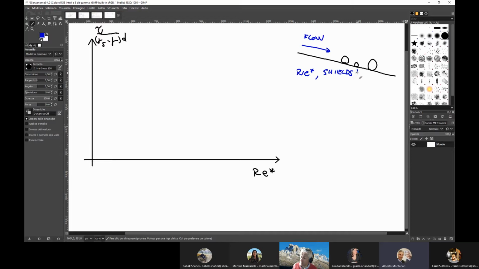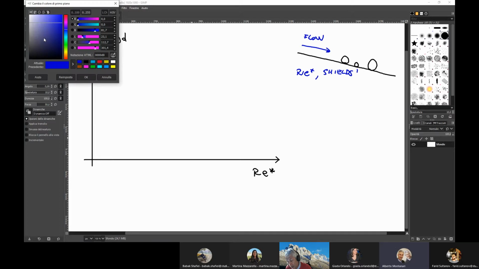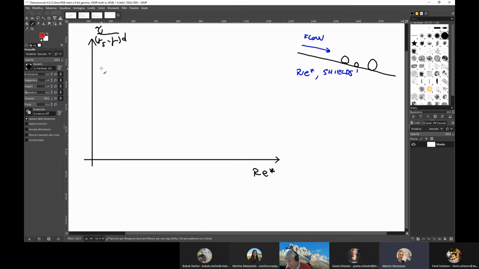Okay. He varied the velocity of the flow until he saw that the particles started moving. And then he was able to draw some points in this graph. He made a lot of experiments, and he found several points, okay? And he found something like this. I will show you a picture in a moment.